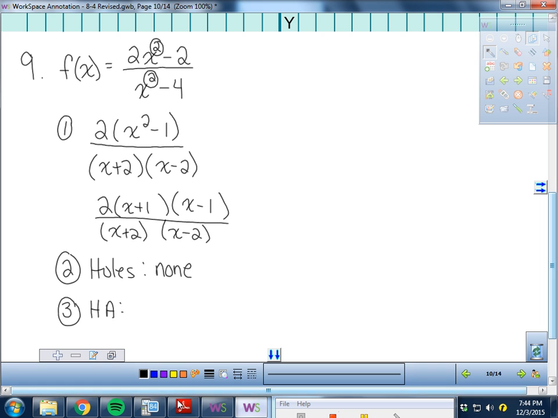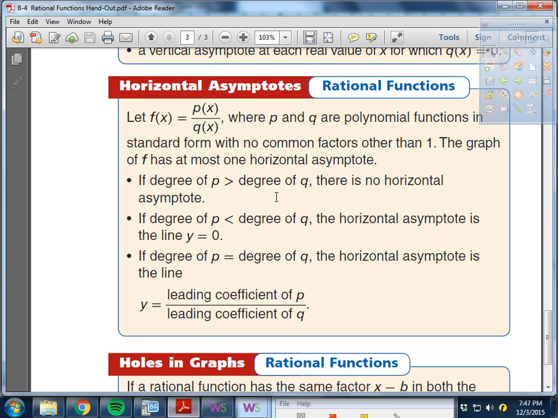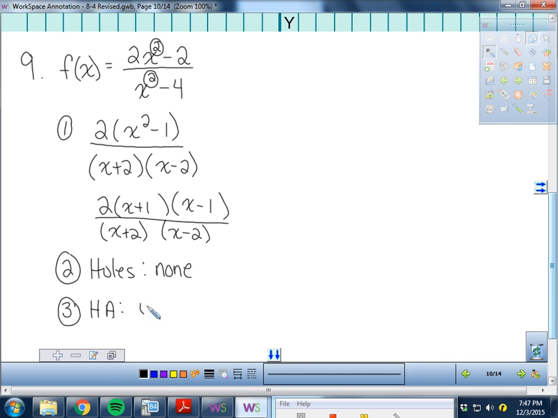So let's reference our rules here. If the two degrees are equal, then you take your leading coefficient of the top and you divide that by the leading coefficient of the bottom. So we get y equals, the leading coefficient is the number in front of your biggest degree thing, which, let's face it, it should be in the front. So this would be 2 divided by, leading coefficient here would be 1. So we get 2 divided by 1, which is 2. So I have a horizontal asymptote at y equals 2.